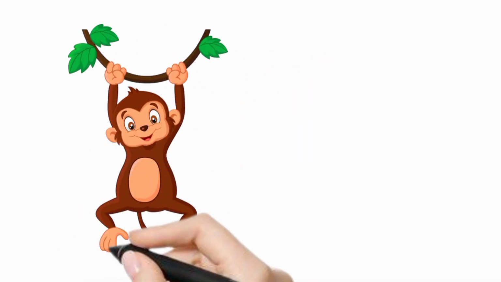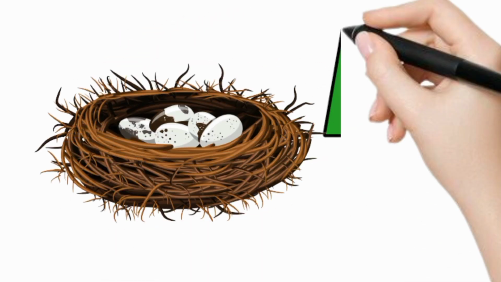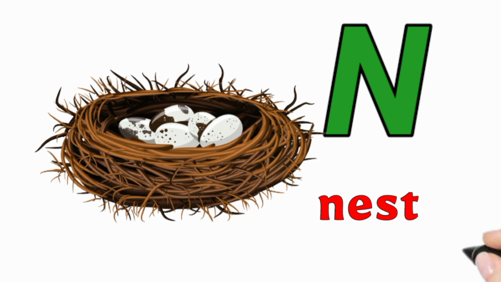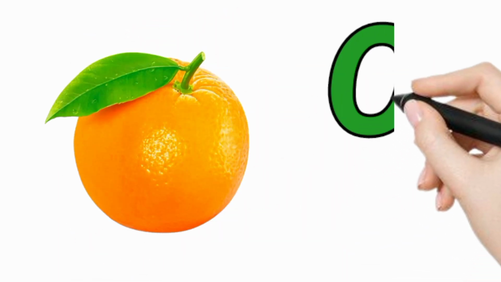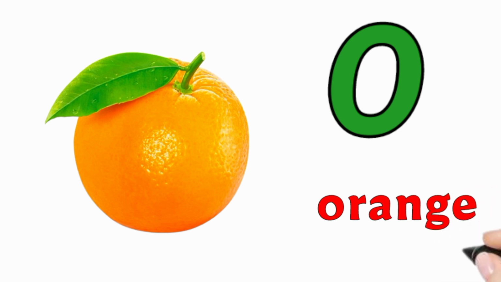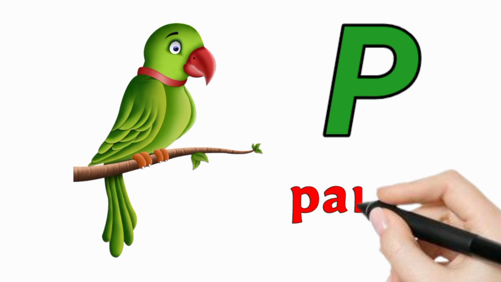M for monkey. Monkey means bandar. N for nest. Nest means ghosla. O for orange. Orange means Malta. P for parrot. Parrot means tota.